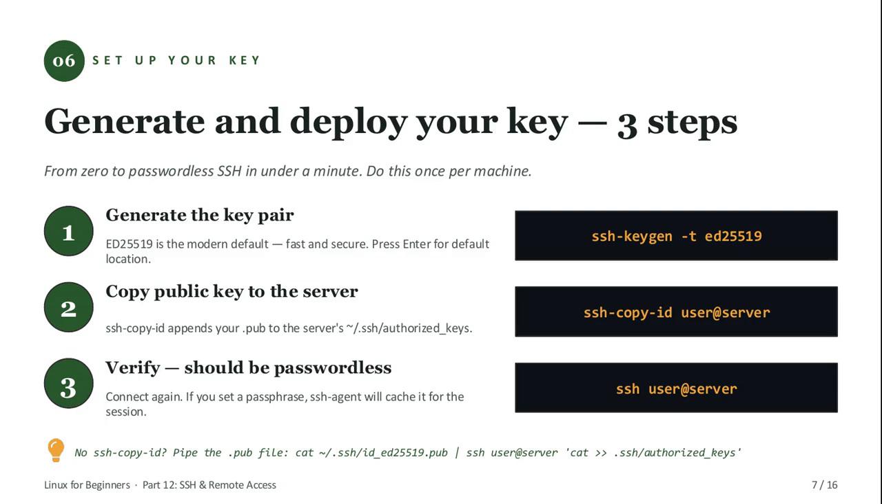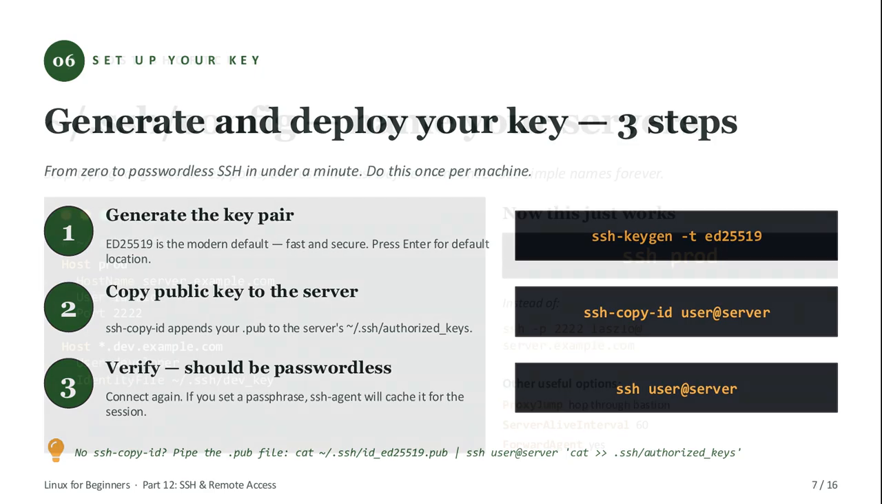Now let's actually do it, in 3 quick steps. First, run ssh-keygen with the ed25519 flag. That picks the modern, fast, secure algorithm. And just press enter through the prompts to accept the default location. Second, hand your public key to the server with ssh-copy-id. It logs in once with your password and tucks the .pub file into authorized_keys for you. Third, connect again, and this time no password. If your server doesn't have ssh-copy-id, the little tip at the bottom shows the manual pipe that does the same job.